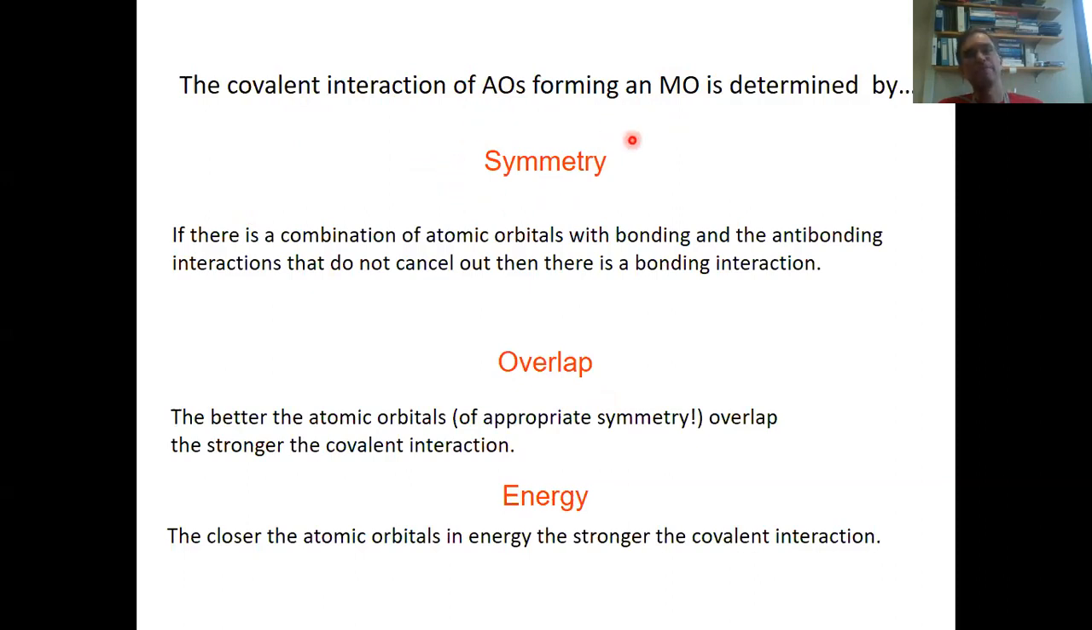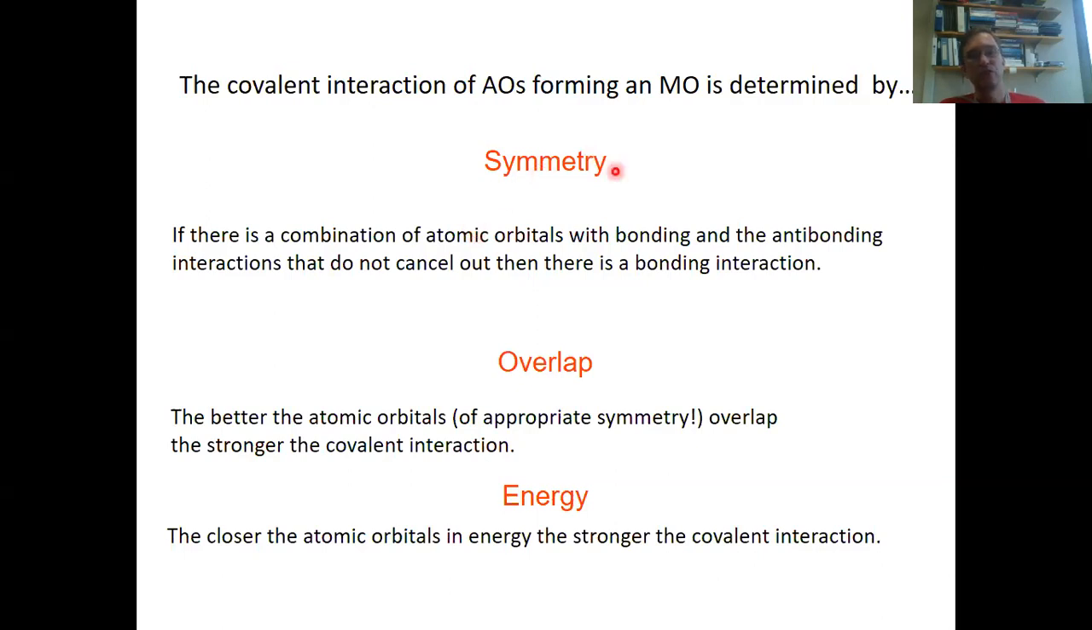The symmetry criterion decides whether you can combine atomic orbitals to form molecular orbitals or not. Okay? So symmetry gives you a yes or no answer to that question. And according to the symmetry criterion, a combination of atomic orbitals to molecular orbitals is possible when the anti-bonding and the bonding interactions due to the orbital overlap do not exactly cancel out. Or in other words, the constructive and the destructive interferences due to the orbital overlap do not cancel out exactly. Only in this case you can form a molecular orbital from the atomic orbitals.